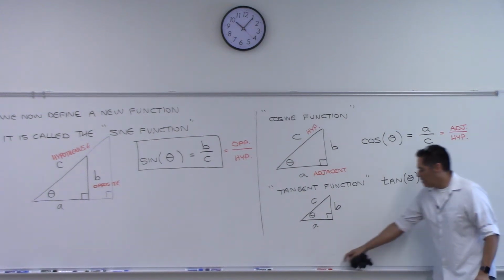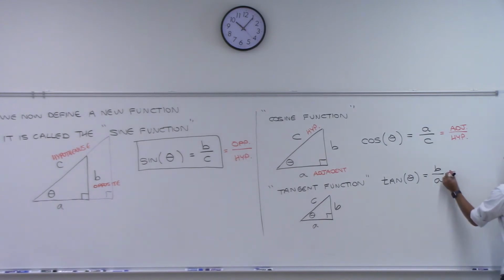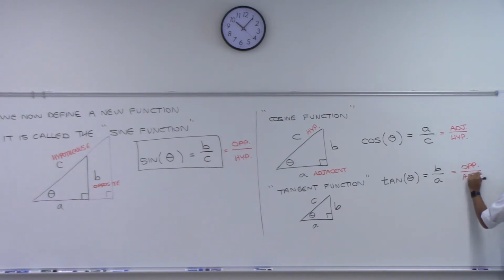Now in terms of side, which side is this? B is the opposite, and then over the A, which is the adjacent, right?